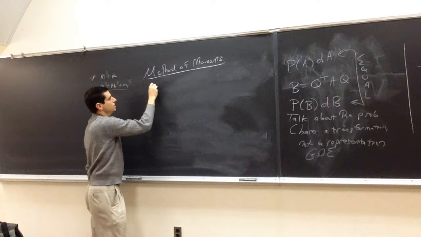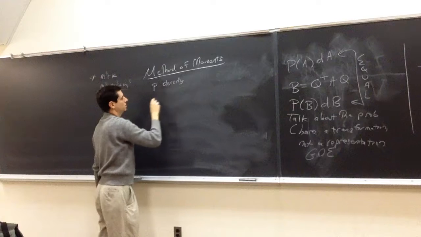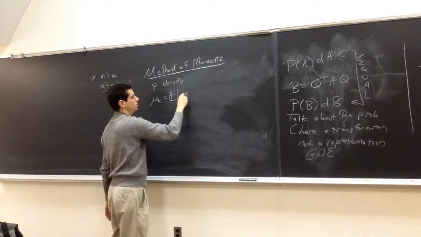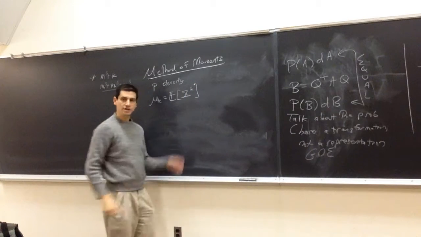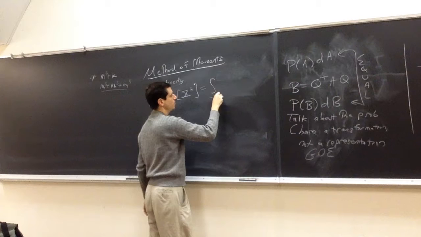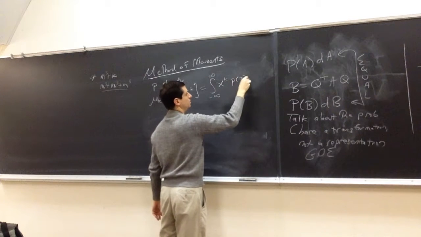And it goes as follows. Let's say P is a density. The kth moment, the expected value of x^k, where x is a random variable whose density is given by P, is equal to the integral from minus infinity to infinity of x^k P(x) dx.